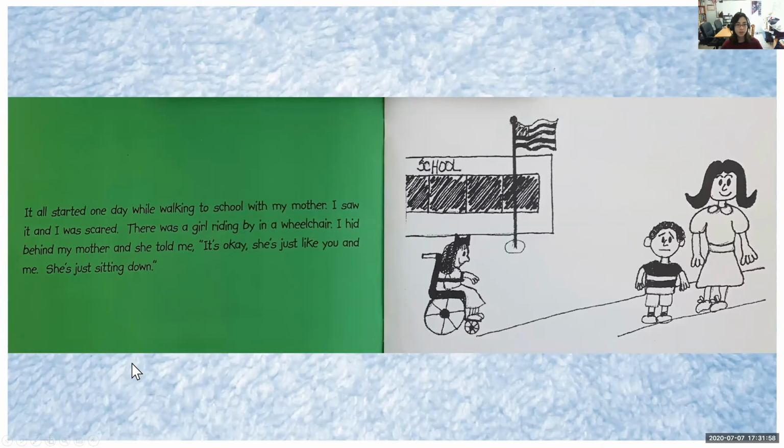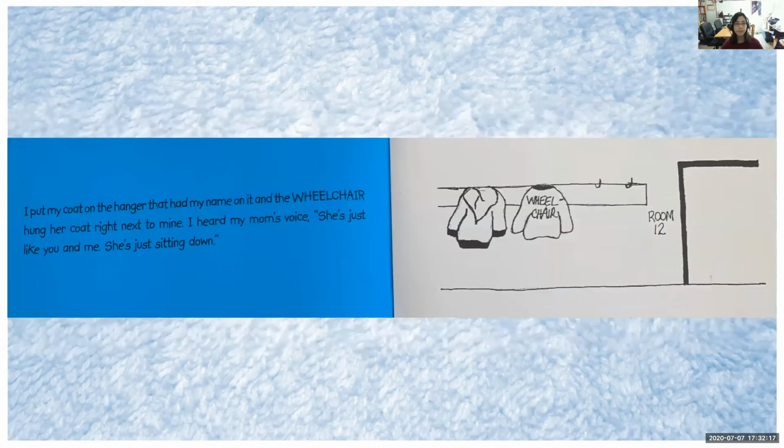It all started one day while walking to school with my mother. I saw it, and I was scared. There's a girl riding by in a wheelchair. I hid behind my mother, and she told me, "It's okay. She's just like you and me. She's just sitting down." I put my coat on the hanger that had my name on it, and the wheelchair hung her coat right next to mine. I heard my mom's voice. "She's just like you and me. She's just sitting down."